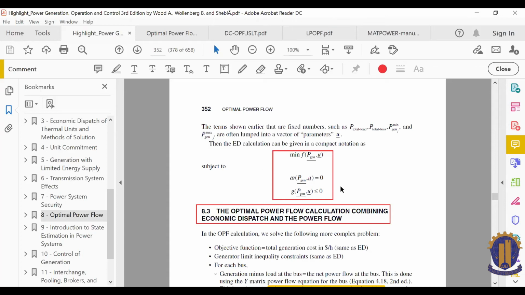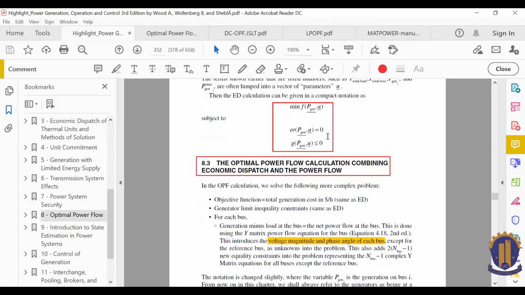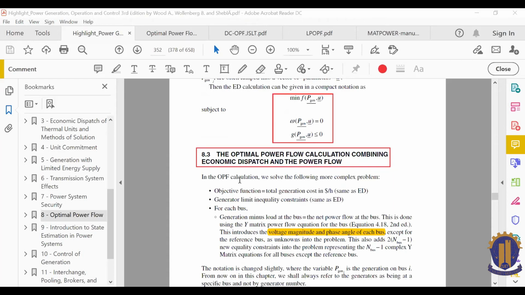So I'm stopping ED here, and we will go to OPF. OPF, optimal power flow calculation, combines economic dispatch and the power flow. So in OPF calculation, we solve the following more complex problem. What is the complexity? Complexity arises due to the network.